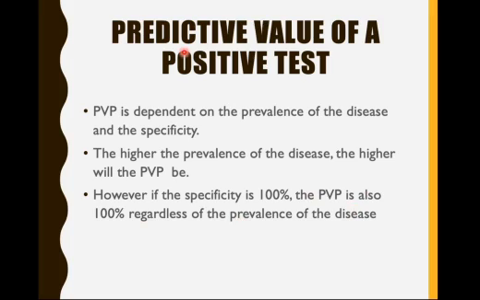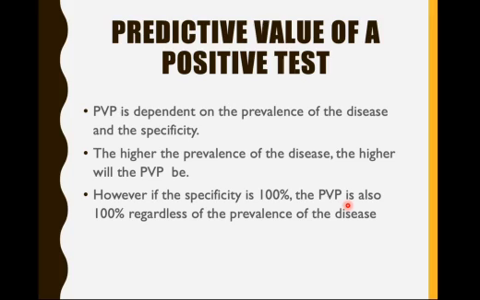Now, however, if the specificity is 100%, then the predictive value of a positive test is also 100% regardless of the prevalence of the disease. So, meaning, even if the prevalence of the disease is very low, if the specificity is 100%, then the predictive value of a positive test will also be 100%.